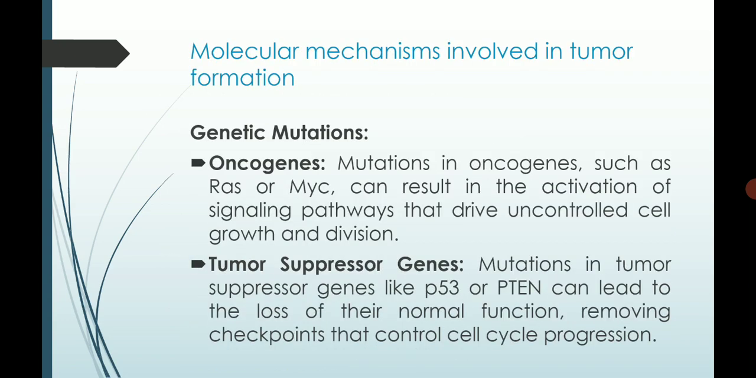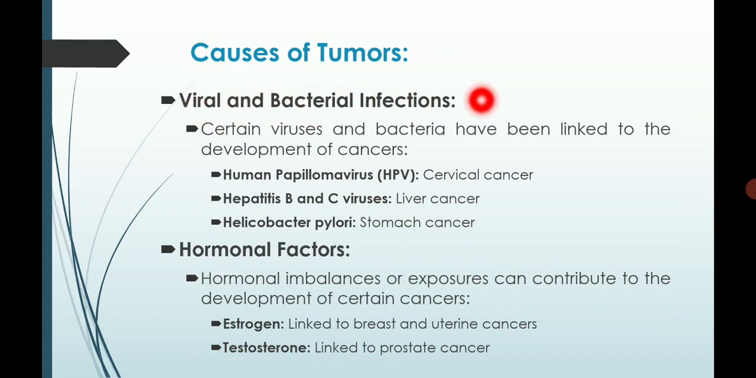And other kinds of causes are considered as viral and bacterial infections and also hormonal factors. Say for example, during the lifetime, if any individual is exposed to specific viruses, say for example, human papilloma virus, hepatitis B and C viruses, Helicobacter pylori, these kinds of infections may have the chance of bringing cancer or tumor formation to any healthy individual. And other things like hormonal factors, the imbalanced expression of very specific hormones such as estrogen and testosterone, are directly linked with the formation of tumors.